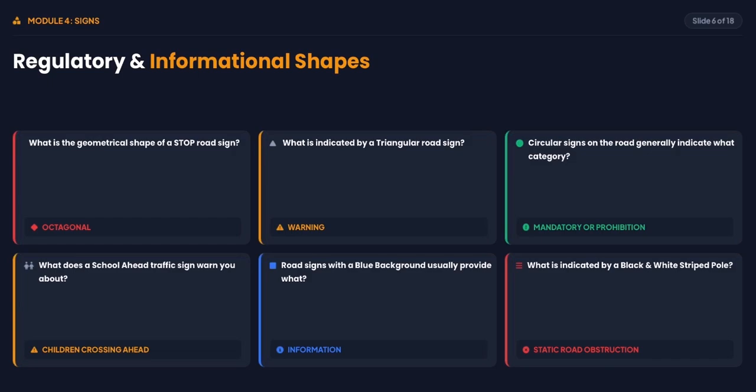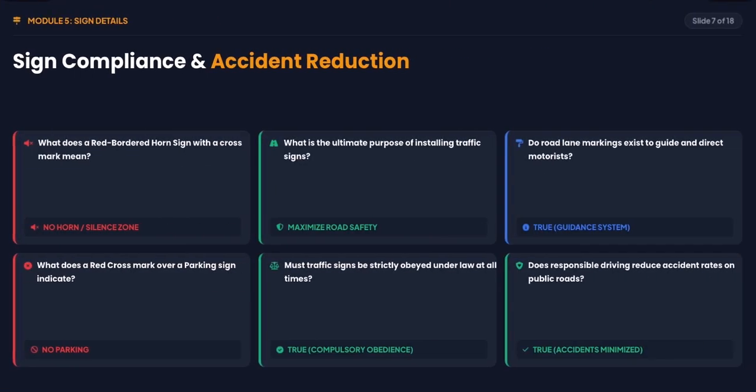Road signs with a blue background usually provide what? They provide information. What is indicated by a black and white striped pole? Static road obstruction. Module 5: Sign Compliance and Accident Reduction.